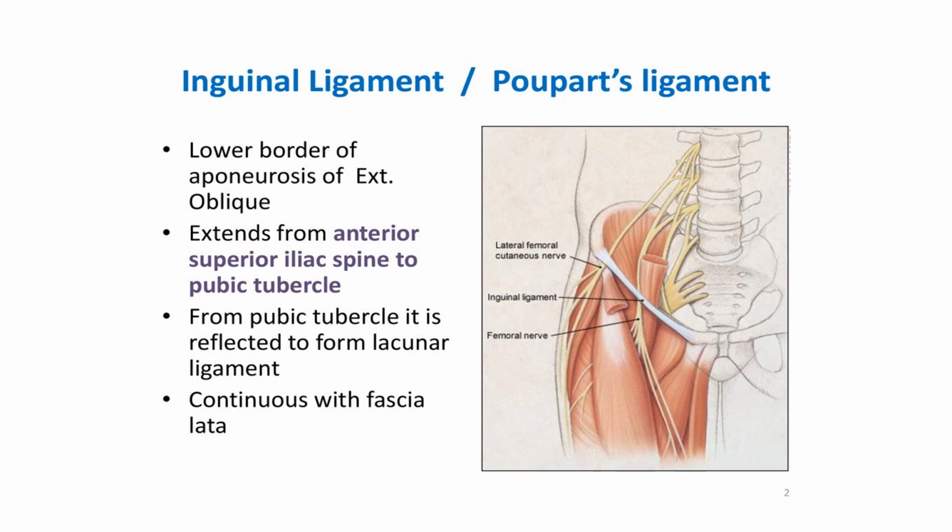So what is the inguinal ligament? It is the lower border of the aponeurosis of the external oblique. What happens is that the lower aponeurotic border of the external oblique muscle gets folded upon itself and gets attached at the anterior superior iliac spine and the pubic tubercle, forming a cord-like structure, and that is known as the inguinal ligament. So it is the lower border of the aponeurosis of the external oblique muscle extending from the anterior superior iliac spine to the pubic tubercle, and from the pubic tubercle it is reflected to form the lacunar ligament and is continuous with the fascia lata.